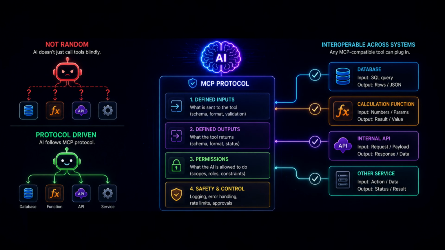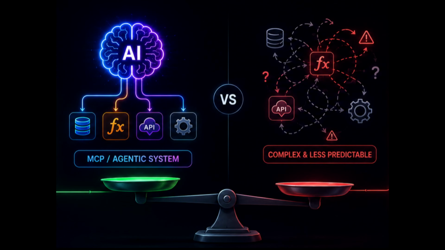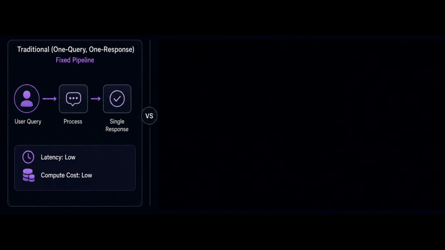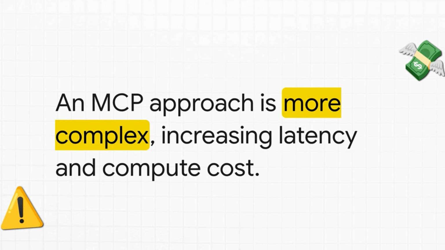The model doesn't randomly call tools, right? It follows a protocol with defined input, output, and permissions. This helps with safety, control, and interpretability across the system. All this power comes at a cost. An agentic MCP-based approach is more complex and less predictable. Instead of a fixed one query, one response pipeline, a single user query might trigger multiple reasoning steps and multiple tool invocations. That increases latency and compute cost as well.